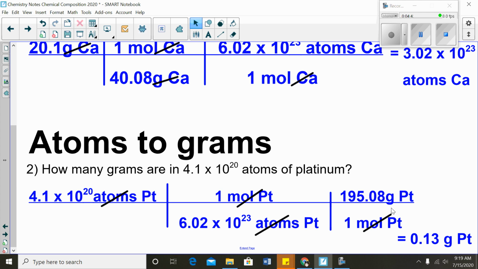Now to solve this, you take 4.1 EE key to the 20th times 1 times 195.08. And then you will divide by 6.02, the EE key to the 23rd, and in either step, you don't really need to multiply by 1. It's just easier to keep this here because you can see it, but on the bottom, if this is just 1, you really don't have to multiply it by 1, but you are free to do so. If you intend to do so, I do suggest parentheses. But in any case, when you hit enter, the correct answer with correct significant figures to match my 4.1, that's only 2 significant figures, is 0.13 grams of platinum.